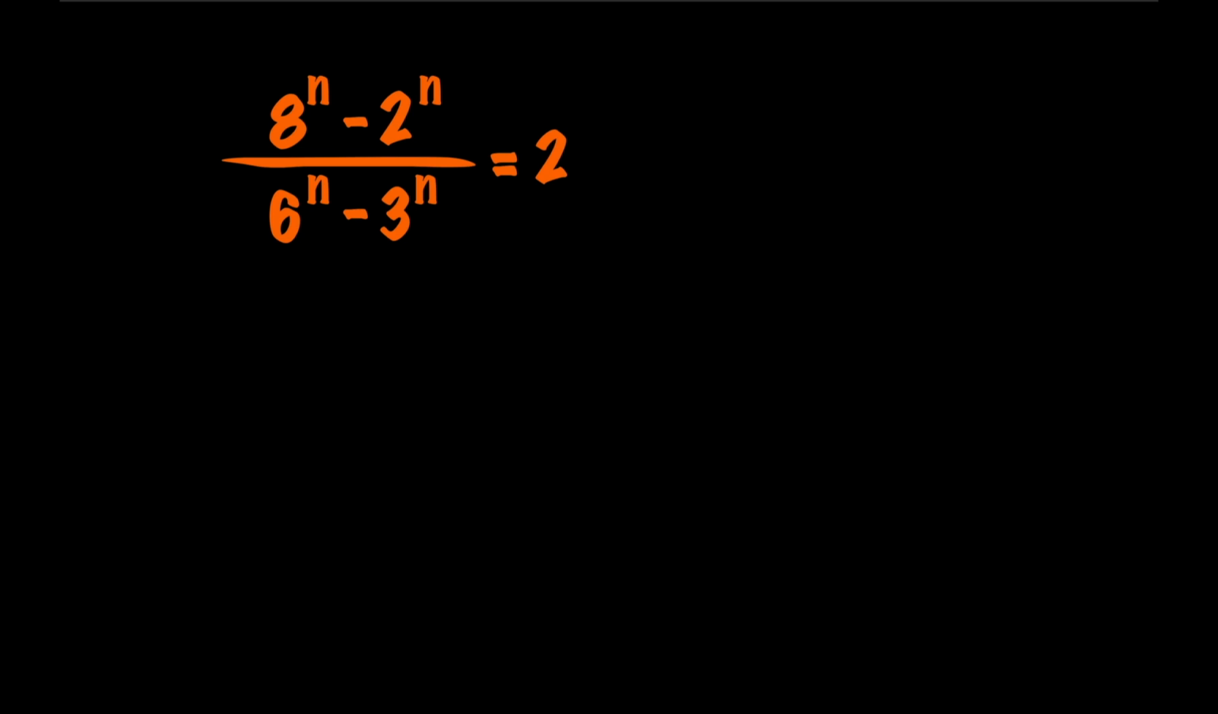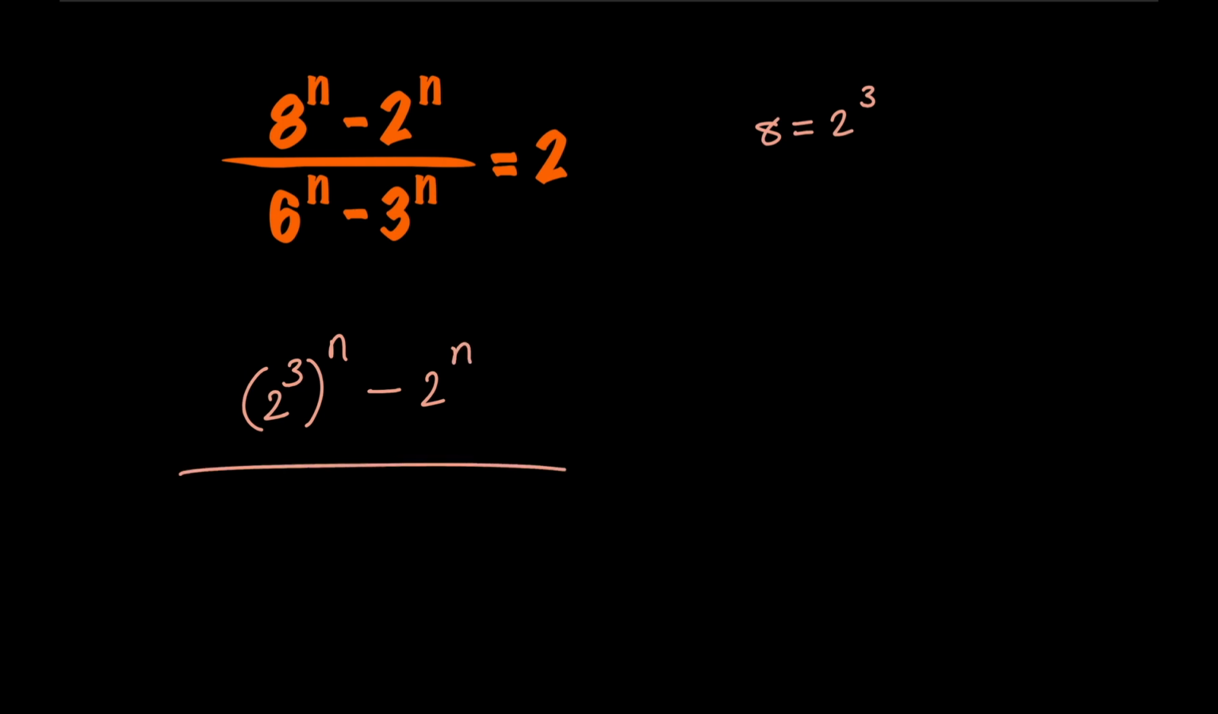In order to do that, first of all, notice that 8 is 2 cubed. So I can replace 8 with that and say that we have (2^3)^n minus 2^n, all divided by, and I can replace 6 with 2 times 3, to the power of n, minus 3^n, and this equals 2.